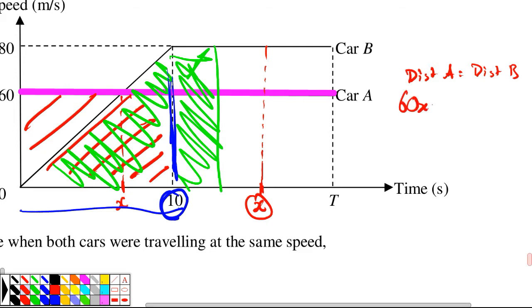What about B? B is X to the B and coming down here. So how do I calculate the area? Half times X plus, is it 10 minus X? 10 minus X, plus 10 minus X, times height is 80. So this is the answer.